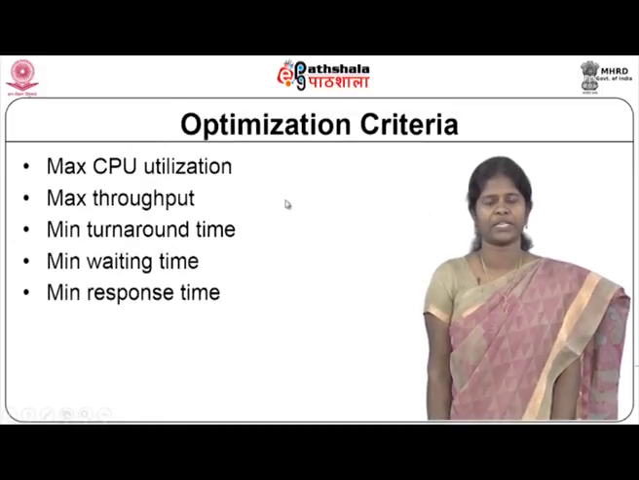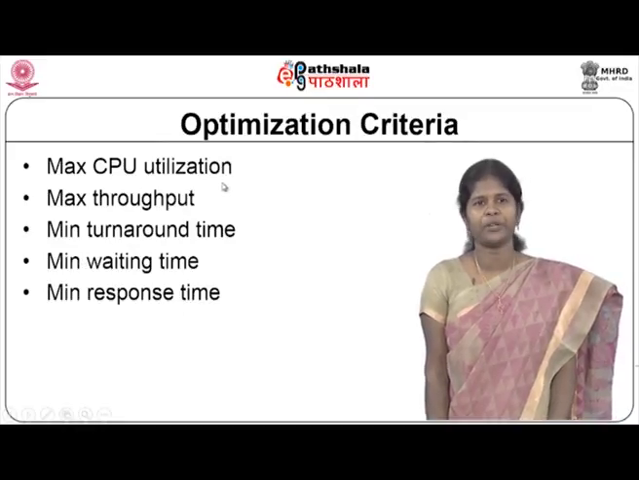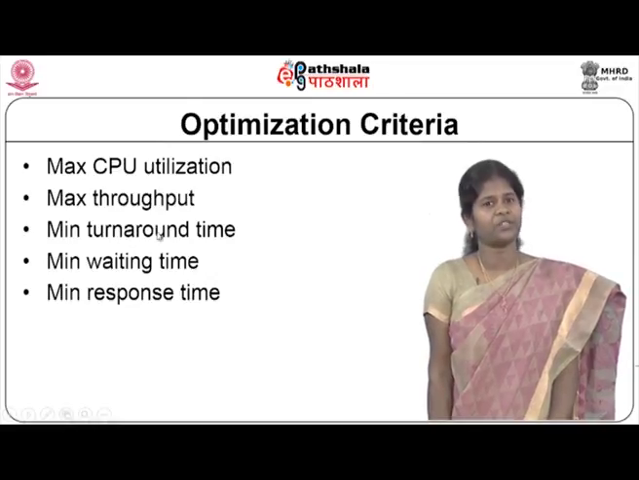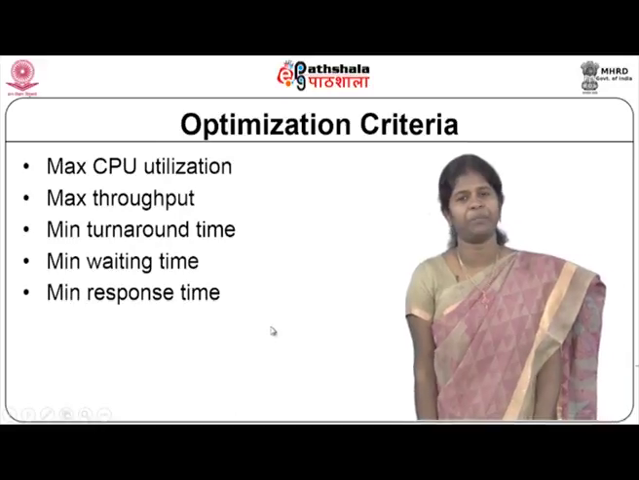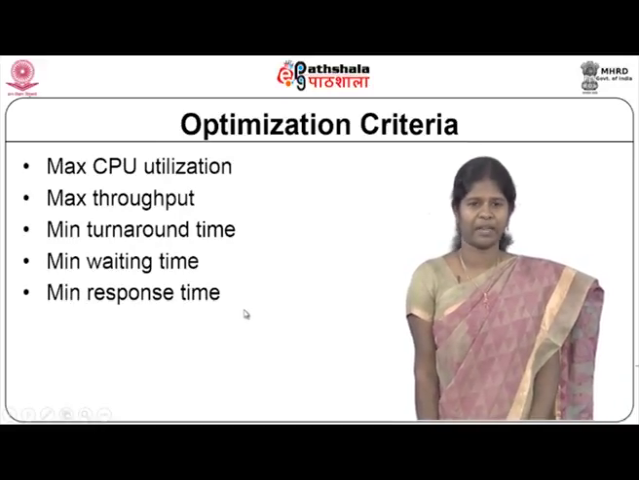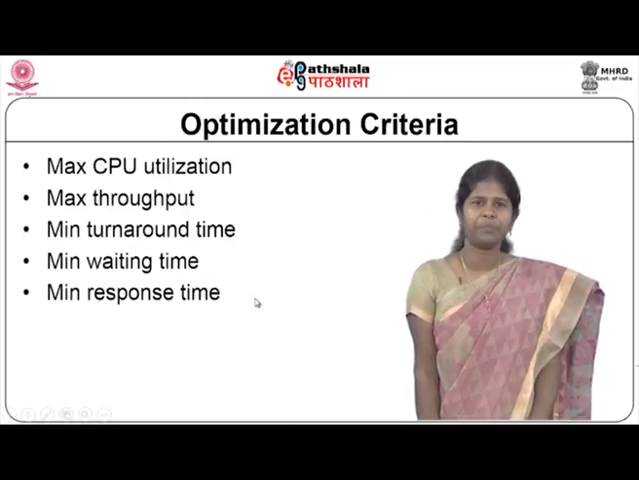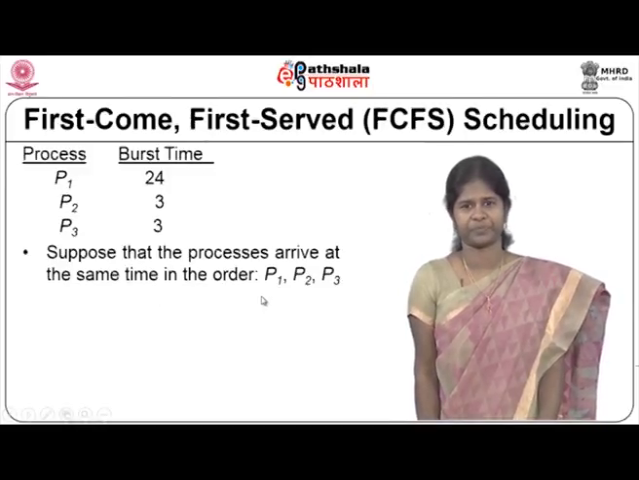So, having all these criteria, the optimization criteria are that we need to maximize the CPU utilization, maximize the throughput, minimize the turnaround time, minimize the waiting time, and minimize the response time. With all these criteria in mind, different algorithms have been designed, and we will see the CPU scheduling algorithms, the working of them one after the other.